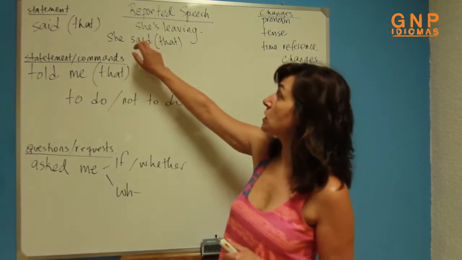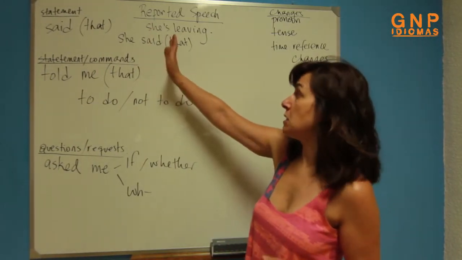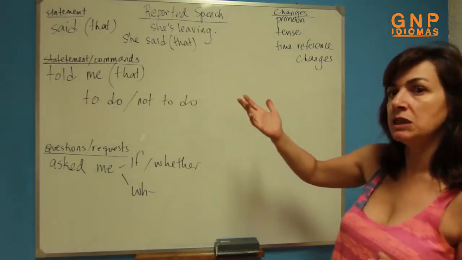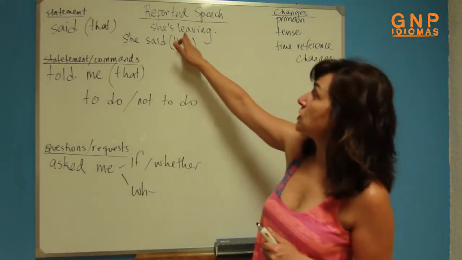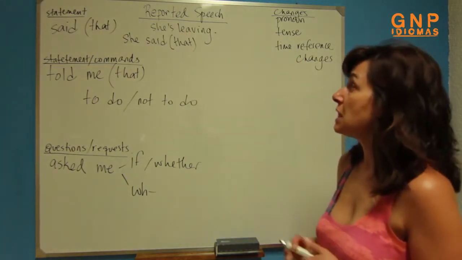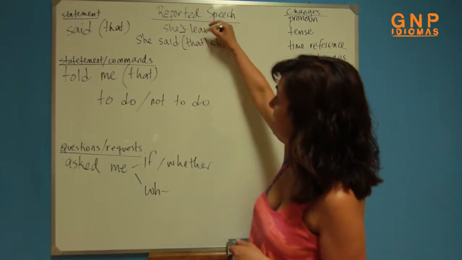Here I have none of those. I mean, I'm going to keep the she because it's not necessary to change the pronoun. The changes are usually logical and you can see what you need to change and when. I will need to change the verb, and I don't have a time reference. So she said that she, so here's the verb, she is leaving.